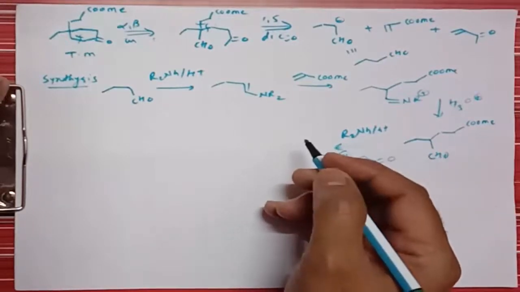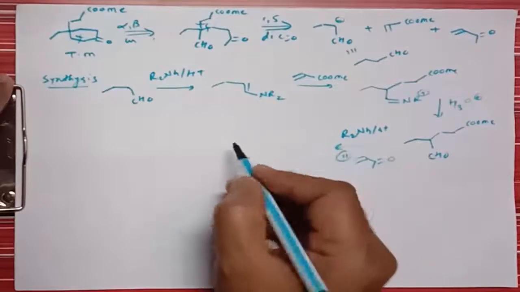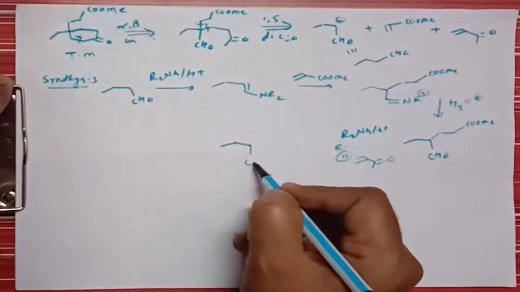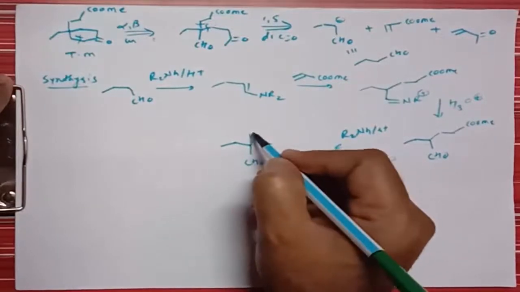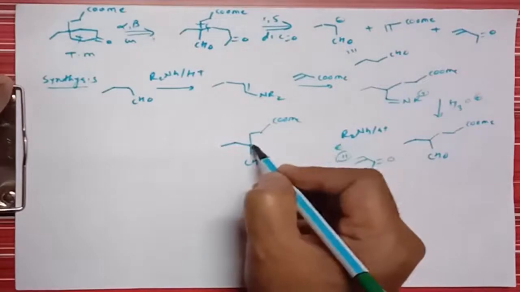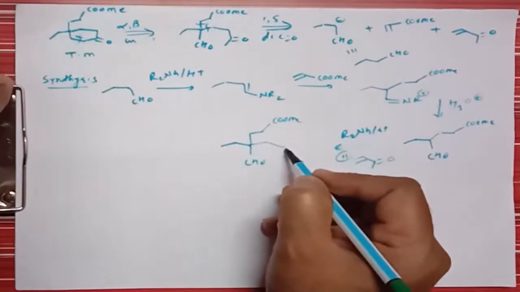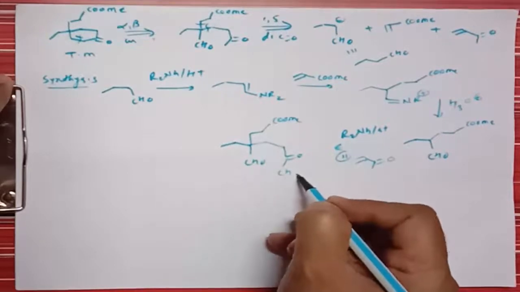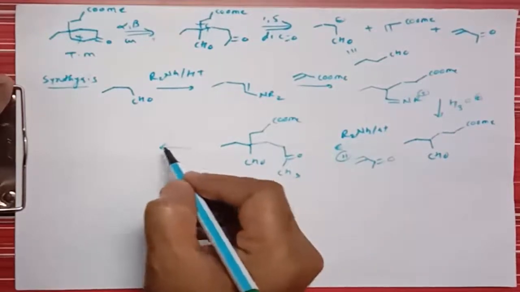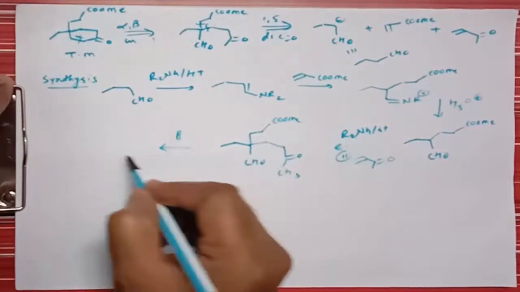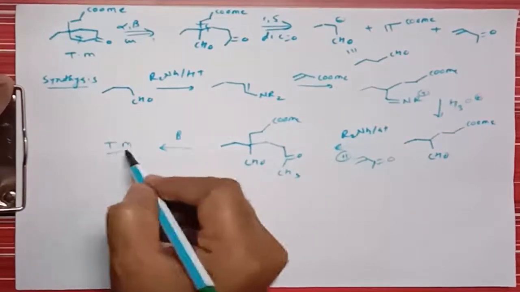And then what does it give? It gives formation of a compound, such type of addition, and here is CH2, CH2, and then here is C double bond O, CH3. And then if we treat this molecule with a base, what does it give? It gives formation of the target molecule.